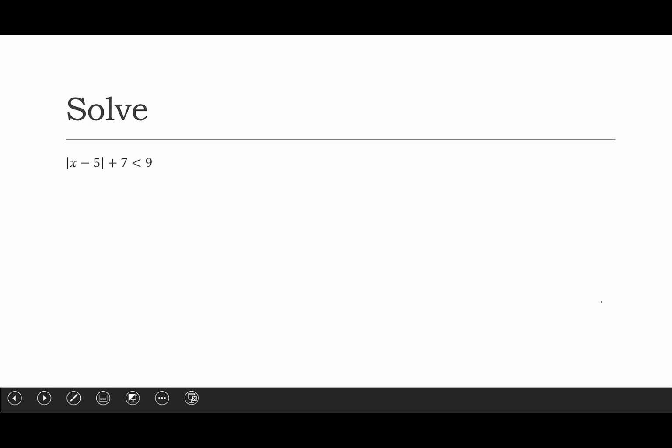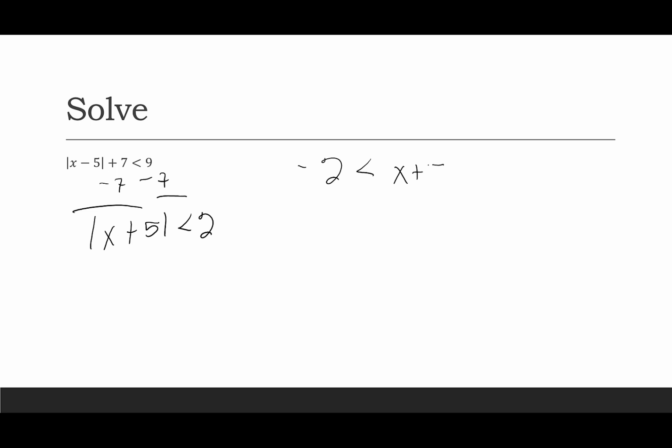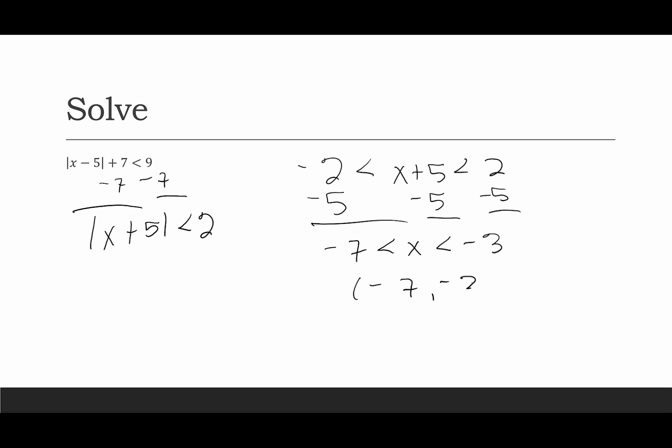The next one says the absolute value of x minus 5 plus 7 is less than 9. Before I split my inequality, I want to simplify. So I'm going to subtract 7. I have the absolute value of x plus 5 is less than 2. Because it's less than, I put it between negative 2 and 2. So I have x plus 5 is greater than negative 2 and less than 2. I'm going to subtract 5 everywhere. Negative 2 minus 5 is negative 7, less than x. 2 minus 5 is negative 3. So I have negative 7 to negative 3 as my interval.